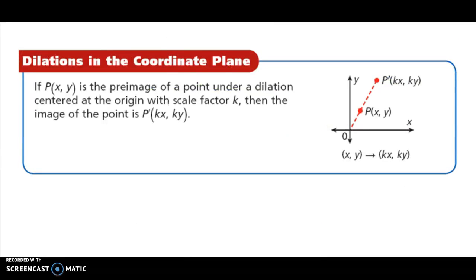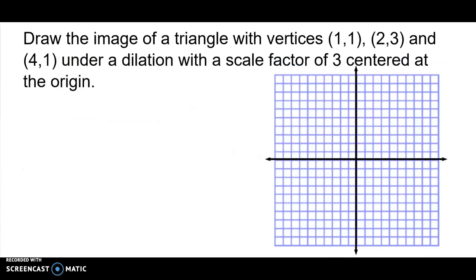Go ahead and look at your cheat sheet, and at the very bottom you should see this. This is our rule for a dilation. This is our rule. And what is K? What is K called? Scale factor, and that's what you multiply the pre-image by so you get the image. Okay? So go ahead and flip to your graph. And let's write down these 3 points. So (1, 1), (2, 3), (4, 1), and then go ahead and plot those on your graph.